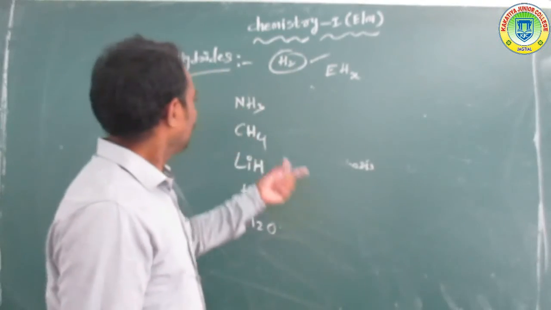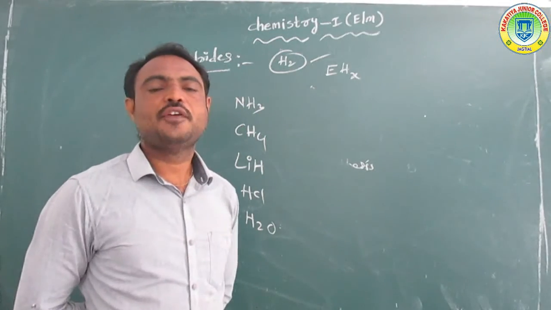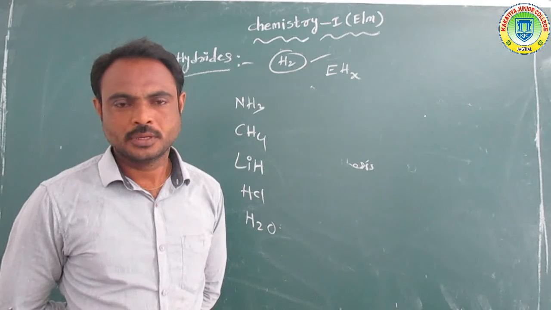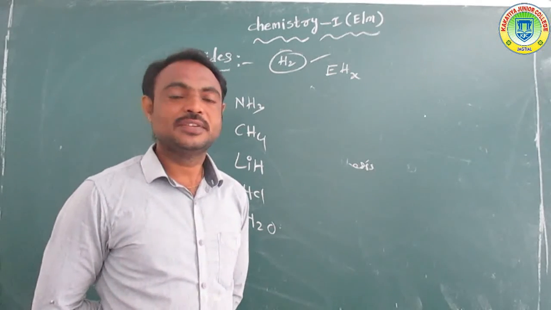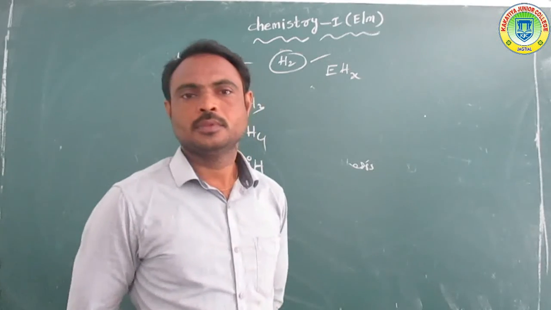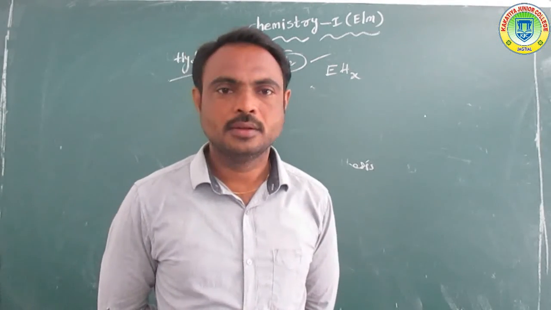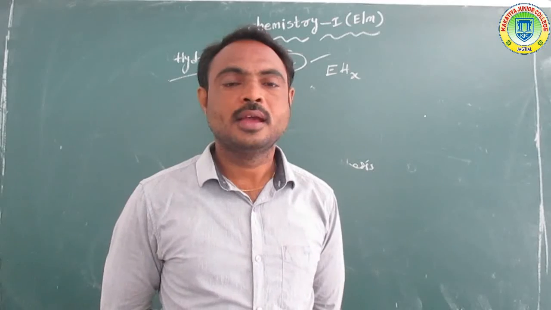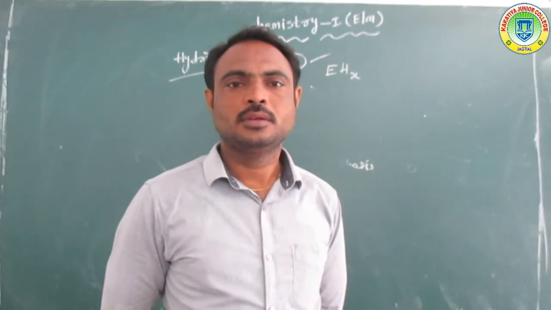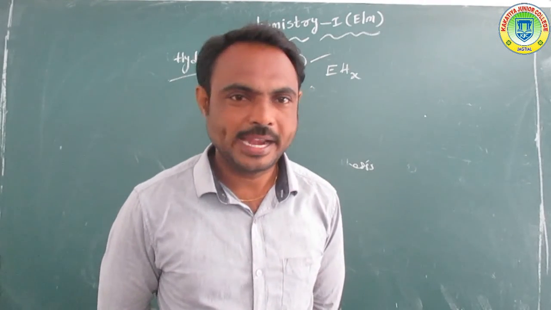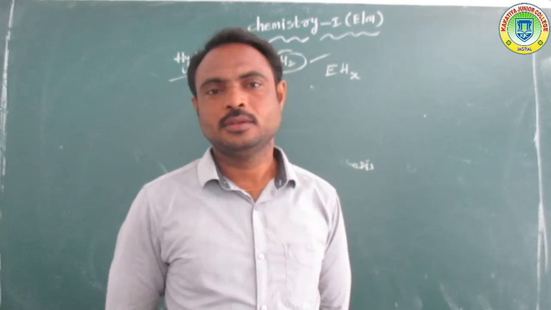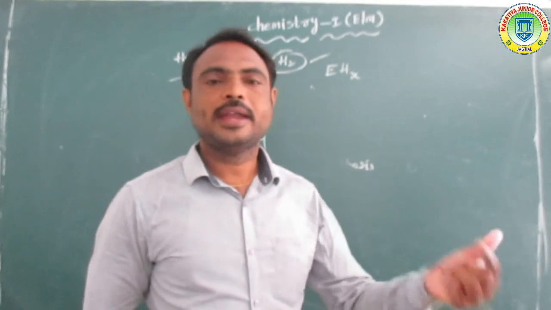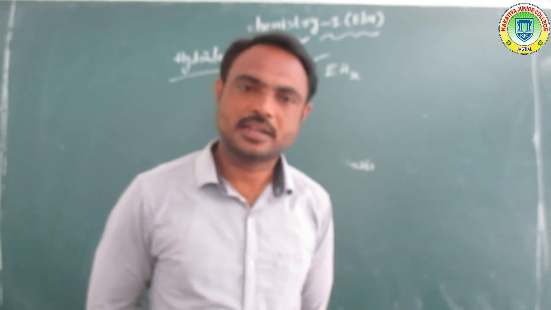So what is the classification of hydrides? Overall, hydrides are classified into three types. Number one, ionic hydrides. Second, covalent hydrides. Third, metallic hydrides. We will discuss these hydrides further in the next class.